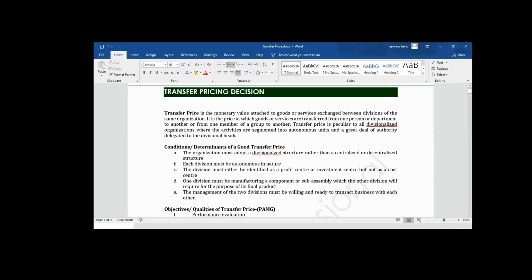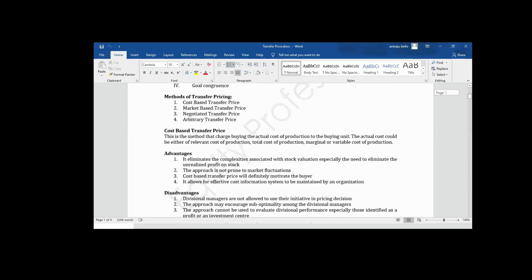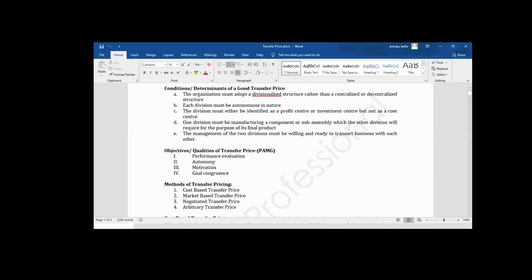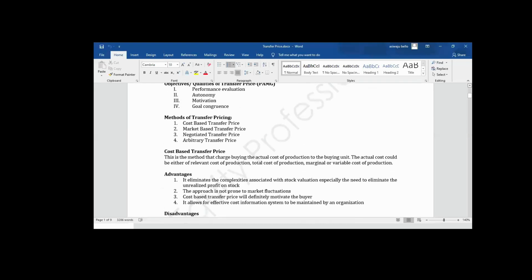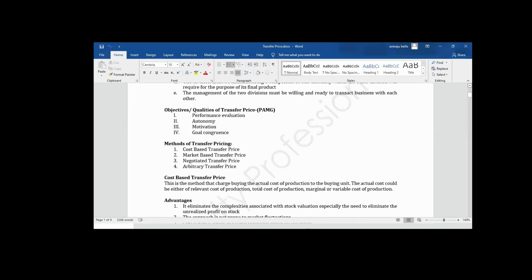Next discussion. Qualities of a good transfer price. One, a good transfer price must allow for performance evaluation. The transfer price must allow for performance assessment.